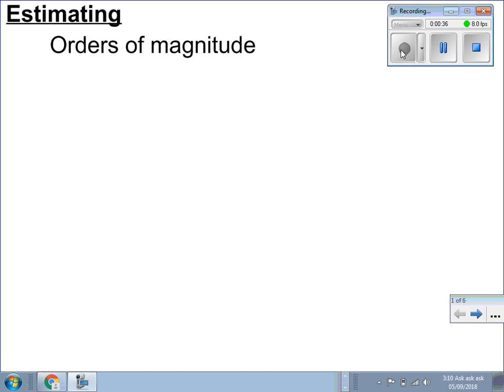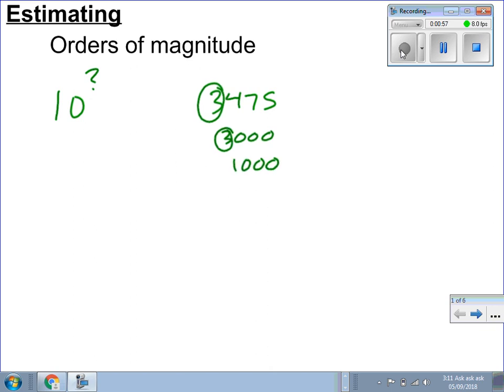So first thing, orders of magnitude are just ways of expressing powers of 10. So really, it comes down to this: 10 to the power of what is close to your number. So for example, 3,475 is close to 3,000, which is close to 1,000, which is 10 to the power of 3.